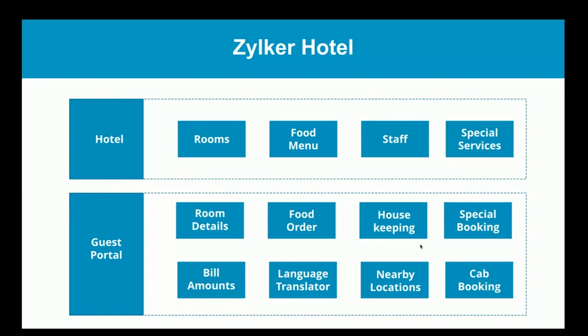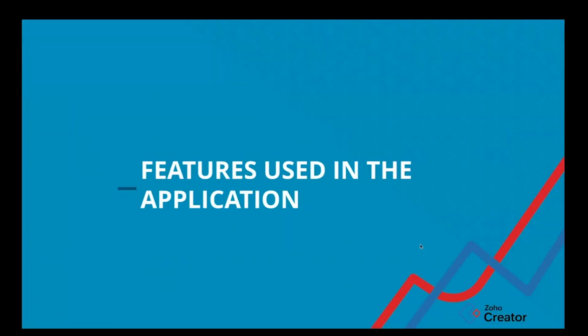And at last is going to be the bill amounts. So all the amounts from food orders, special bookings, cab bookings, everything will be stored in this particular module, bill amounts. The guests can get to see all their bills they have to pay before they check out. So these are the things that are going to be present in the application that we are going to see as the live demo.